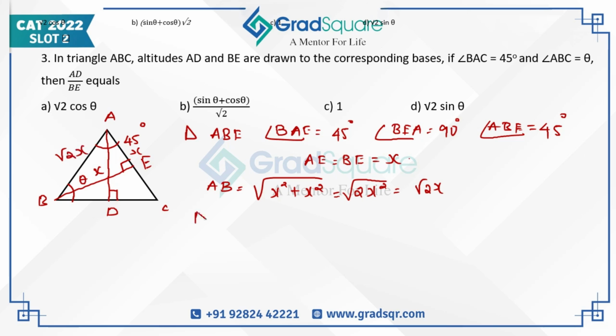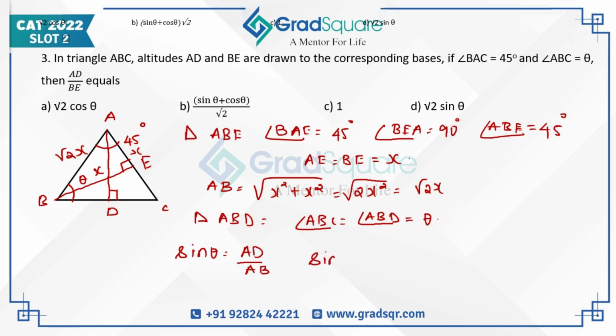Now in triangle ABD, I know that angle ABC is theta. That means angle ABD will also become theta, same inclination. Now from this I can write sin theta is equal to opposite by hypotenuse, so AD by AB.